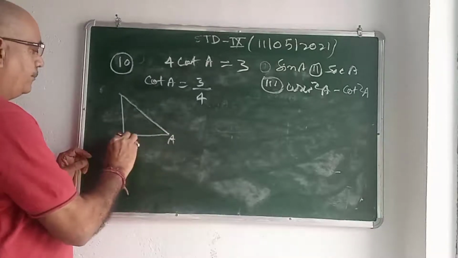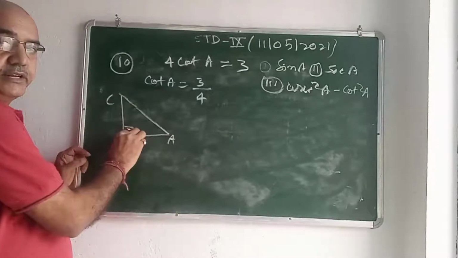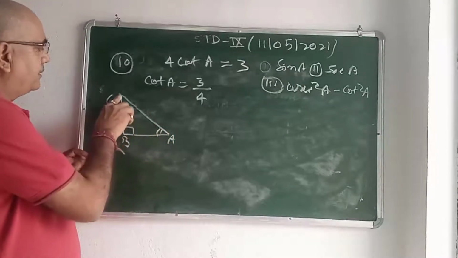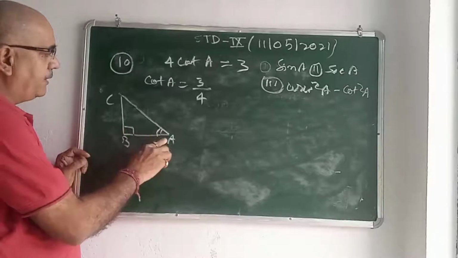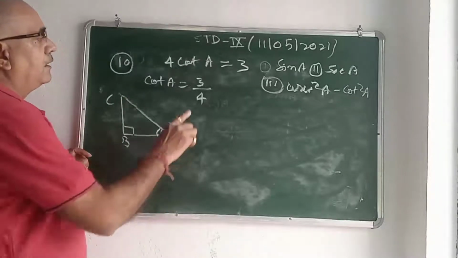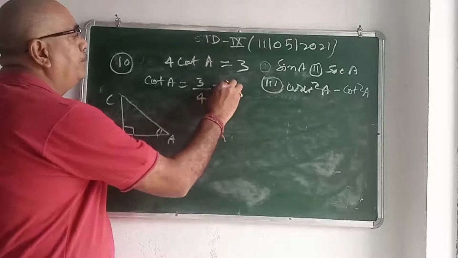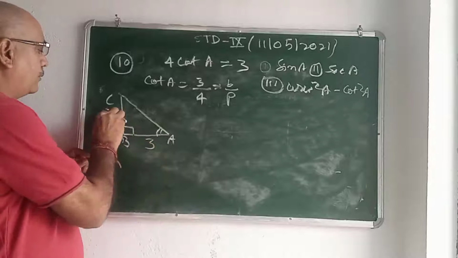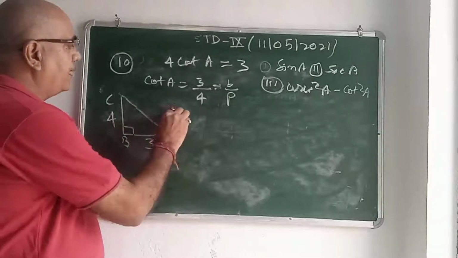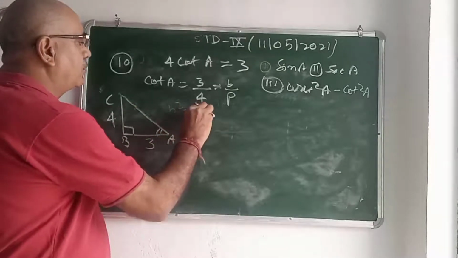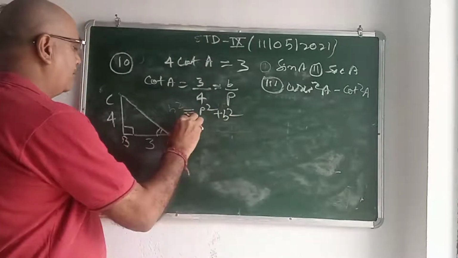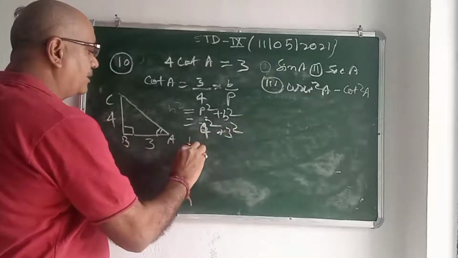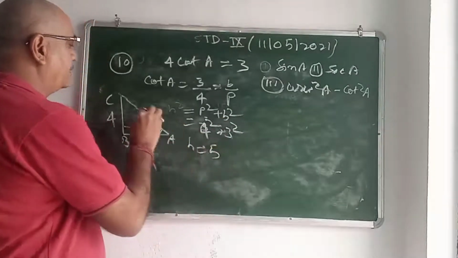A here, B here, C here. This is 90, then this is the hypotenuse. This angle we have to take. So for this angle, this is the perpendicular, AB is the base and AC is the hypotenuse. Now cot A is equal to B by P. So B is 3, P is 4. By Pythagoras theorem, H square is equal to P square plus B square. When we put the values, 4 square plus 3 square, you will get H is equal to 5. This is 5.